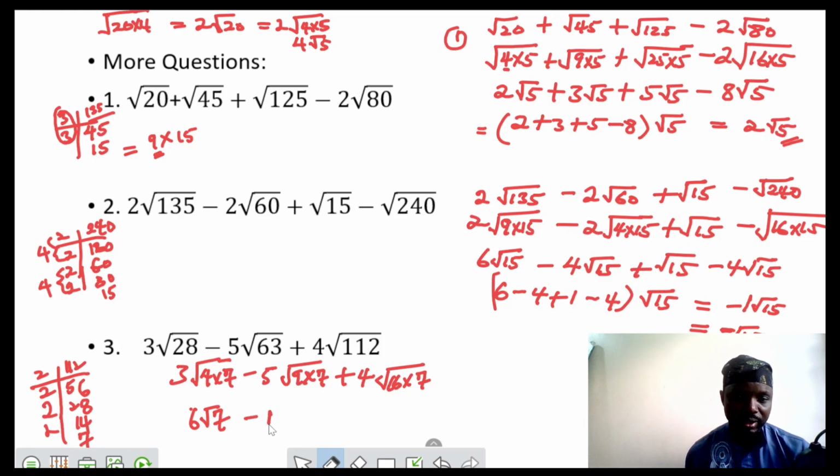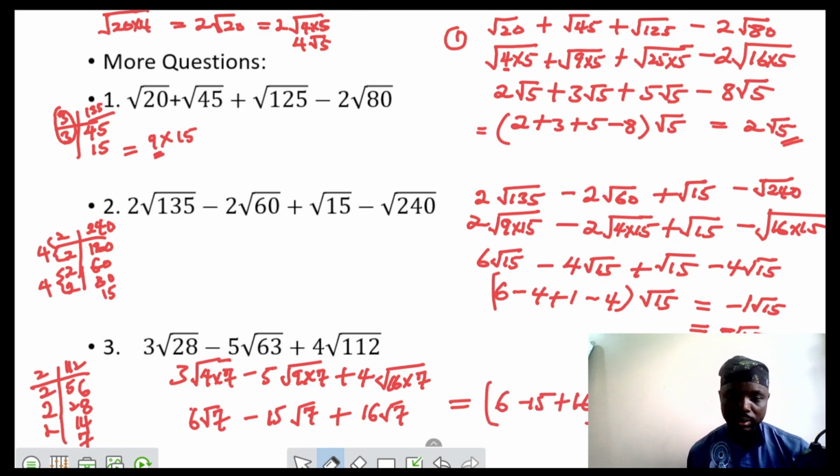3 times this, that's 15. Root 7 plus 16. Root 16 is 4, 4 times 4, that's 16. Root 7. And this one will give me collect like 10. That's 6 minus 15 plus 16 all together under root 7 common. So the answer for this one, 6 minus this, that's minus 9.